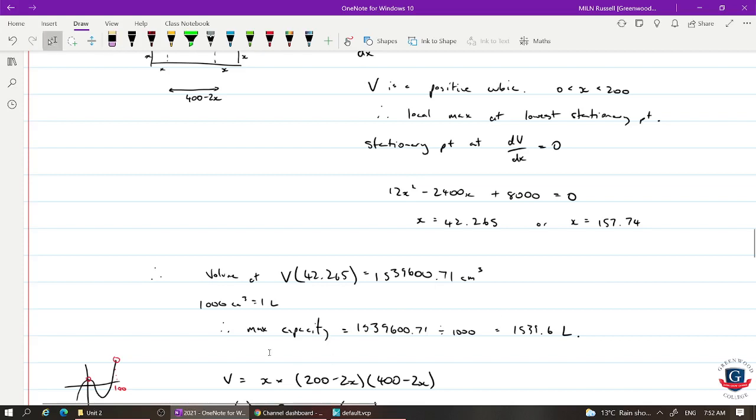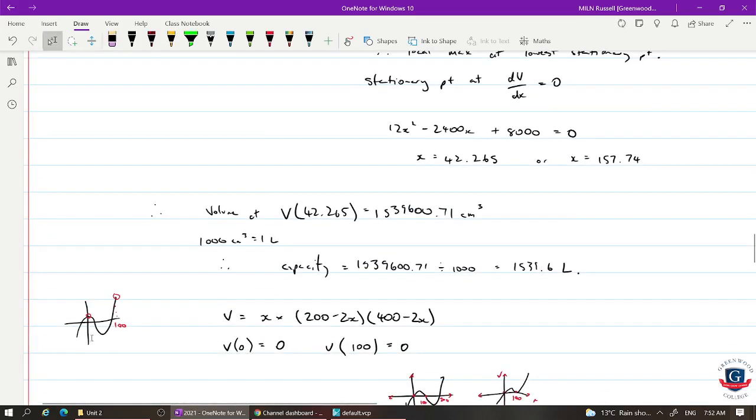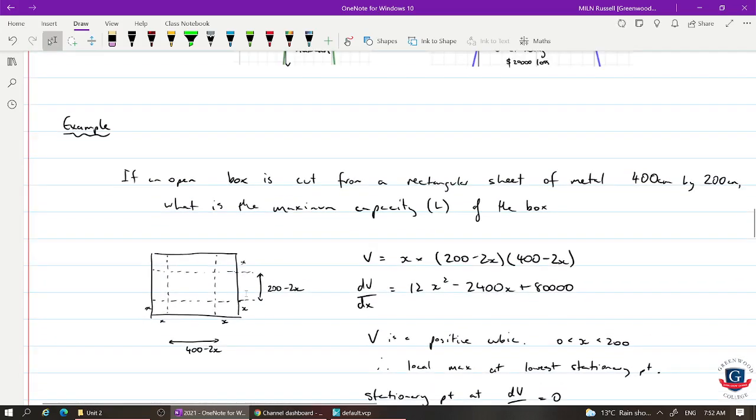And we can find the capacity at that point, which will be that many litres. Now the problem that we face is that the maximum capacity could also be at either one of the extrema, when the length is 0 or when the length is whatever its maximum is. The logical maximum would be 100, because 200 take 2 times 100 would be 0, so the base would be 0. The base can't be less than 0.